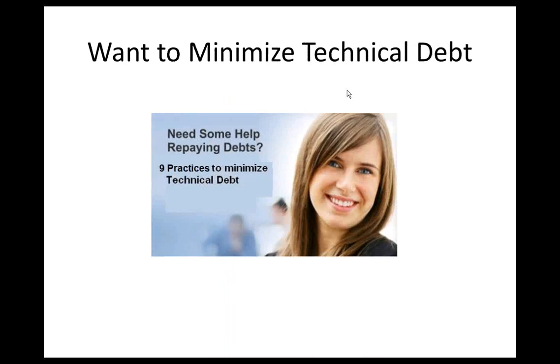But a developer is responsible to develop the things. Okay, so if you want to minimize the technical debt, I'm here to start with the 9 practices to minimize this technical debt. So let's start that.